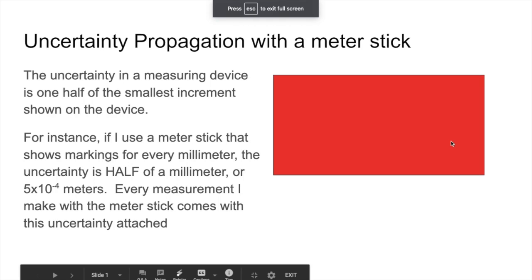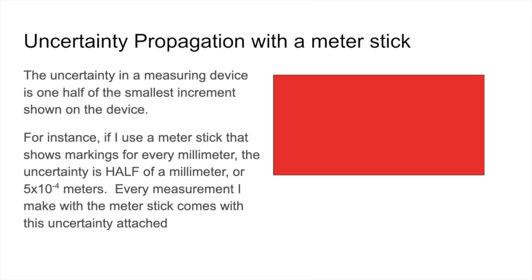So, talking about uncertainty in measurements, and more importantly, how you do calculations with uncertain numbers, we'll deal with a classic example: measuring with a meter stick. For any measuring device, the uncertainty is half of the smallest piece of information you get from that measuring device.